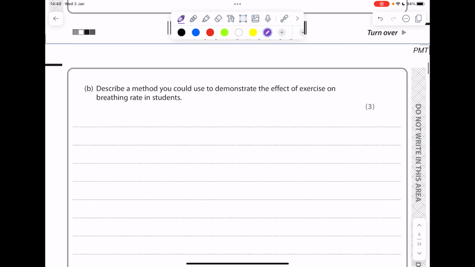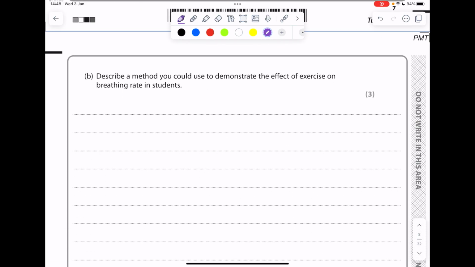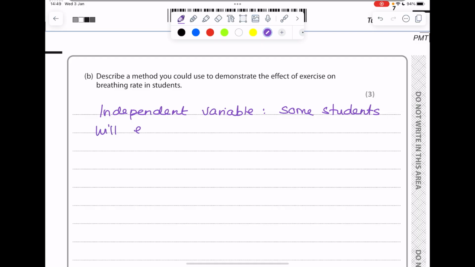Describe a method you could use to demonstrate the effect of exercise on breathing rate in humans. Well, it's only worth 3 marks, so you're going to have to pick these carefully. Don't worry if you write too much, I'll pick out the correct answers. So what's our independent variable? What are we going to change? So some students will exercise. Others will be at rest.